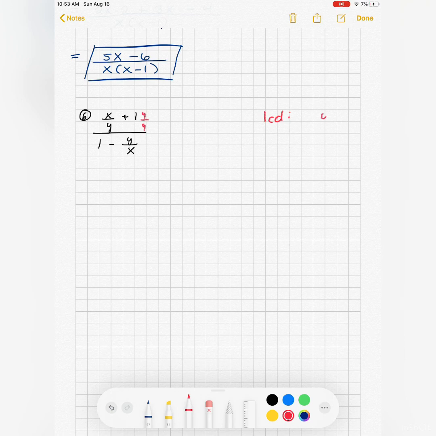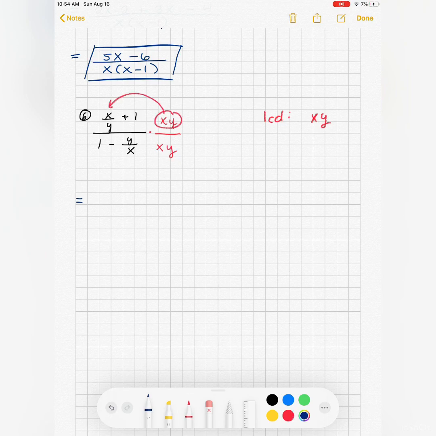I'd have to multiply this by y over y, right? So I'd need a y. In the denominator, I'd have to multiply this by x over x. So my LCD is that xy. But instead of actually doing the numerator and denominator separately, what I'm going to do is, I think I did this in the last section, I'm going to take that LCD and multiply by that LCD top and bottom, because look at what happens.